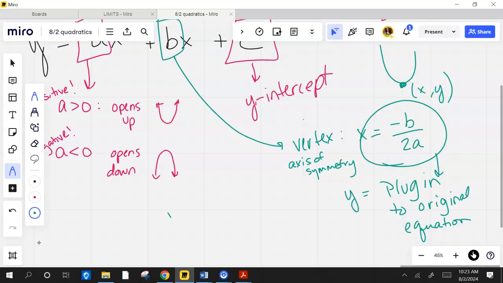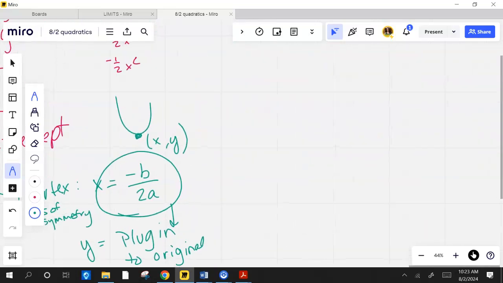All right, so this is all well and good in theory, but until we put it into play, it's hard to really remember and understand. So let's do an example. Let's analyze it first. We'll get into the graphing in just a minute.